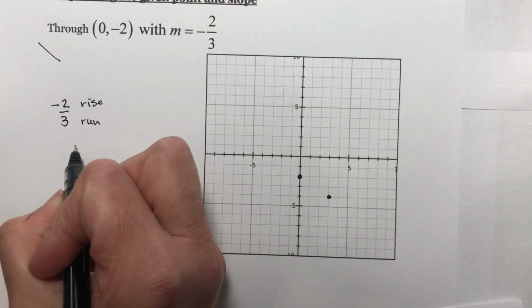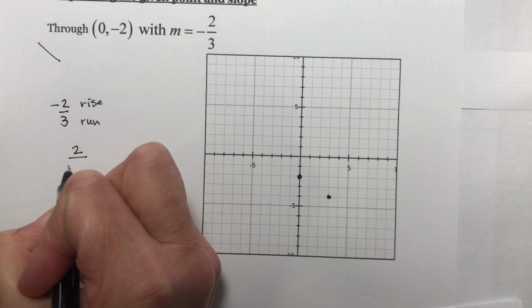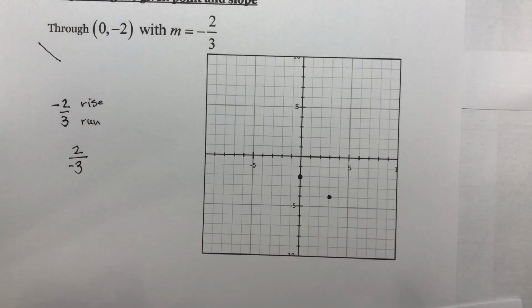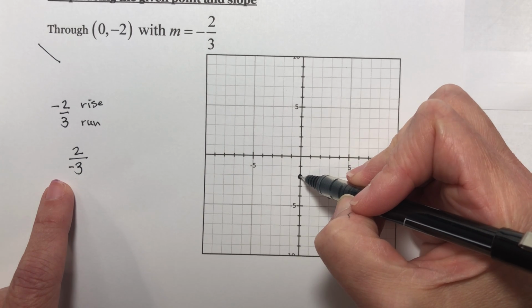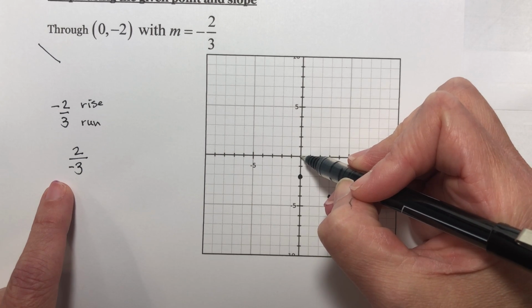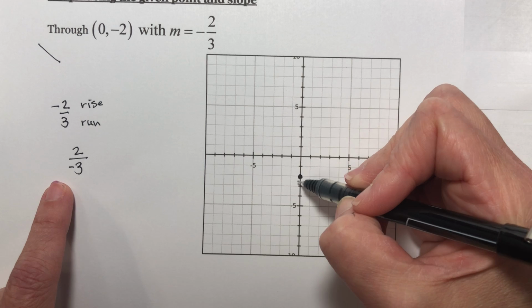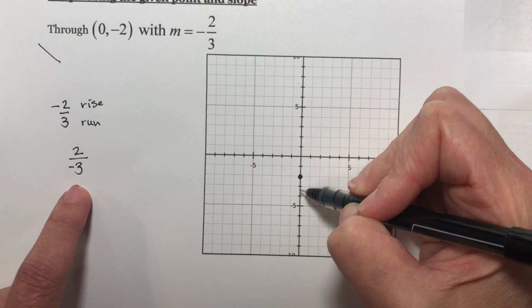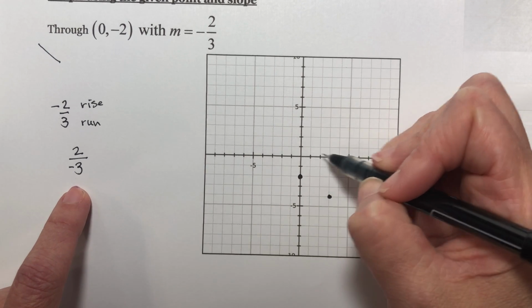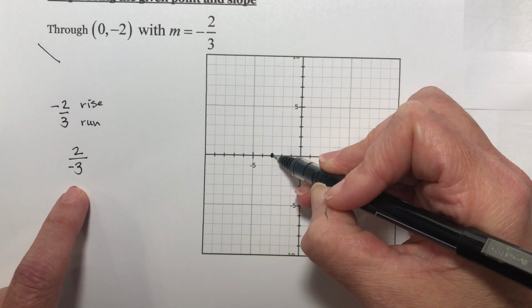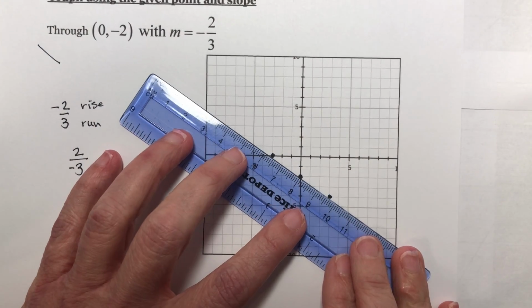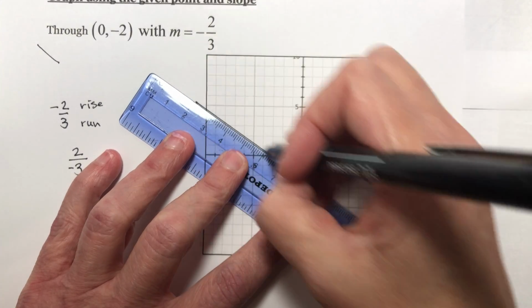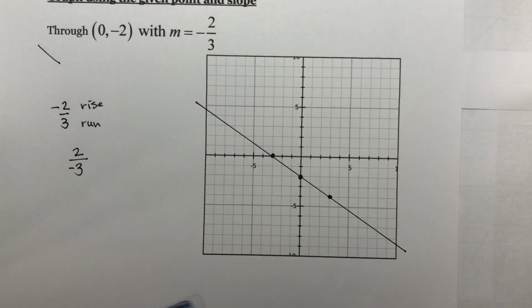Now, like I said, it doesn't matter if the negative is in the top or the bottom. So let's look at what happens if I had considered the negative to be in the bottom. Then my rise would have been +2, and my run would have been -3. So instead of going down 2, I go up 2. Instead of going right 3, I go left 3, which puts me right here. And you can see that it doesn't matter. You end up with precisely the same line. That line would be the solution to the problem.